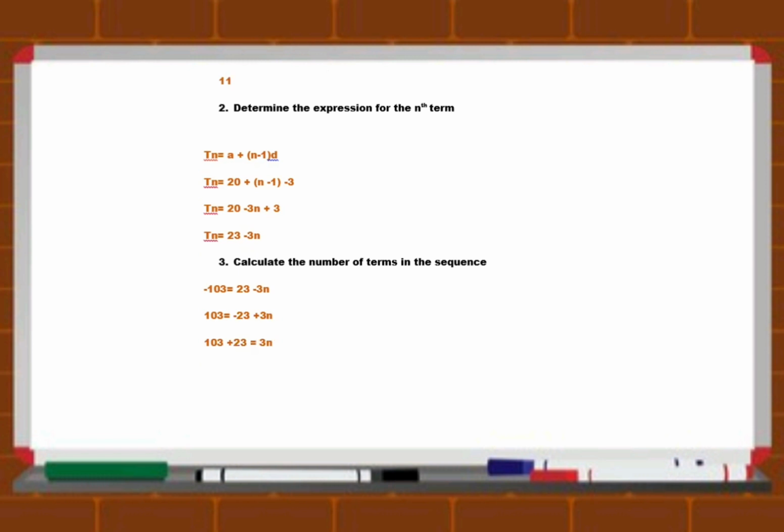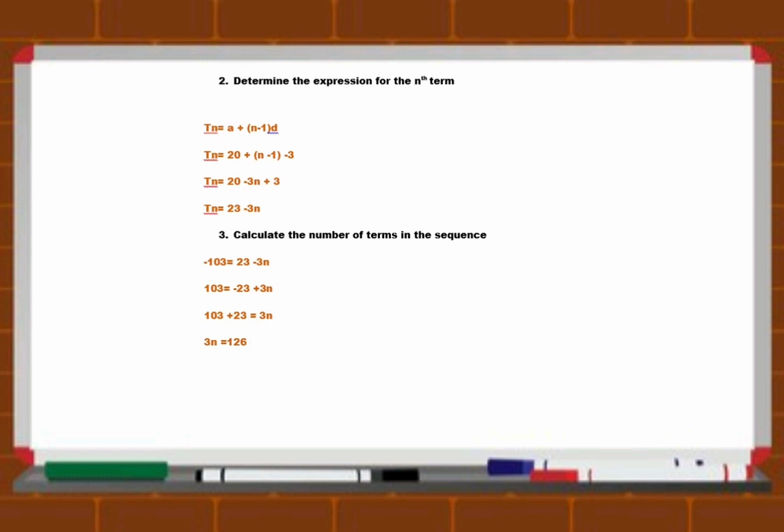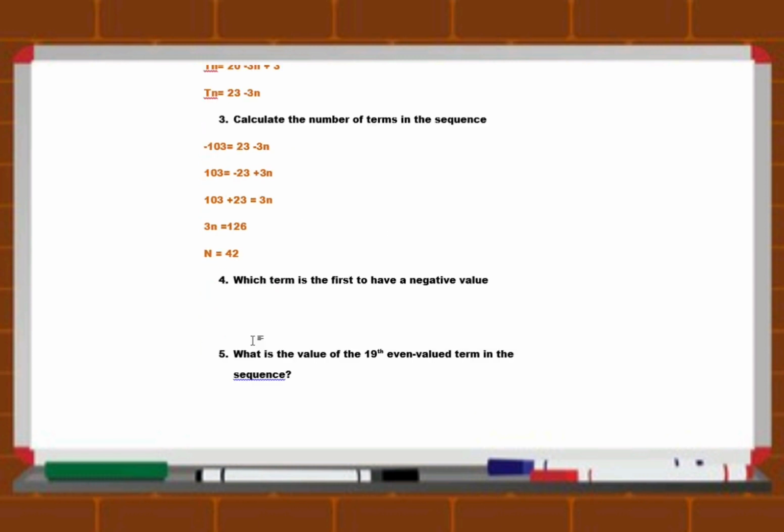Now 3n is also equal to 126, right? And then if you divide both sides by 3, what's your final answer? 42. For question 4, it says, which term is the first to have a negative number?